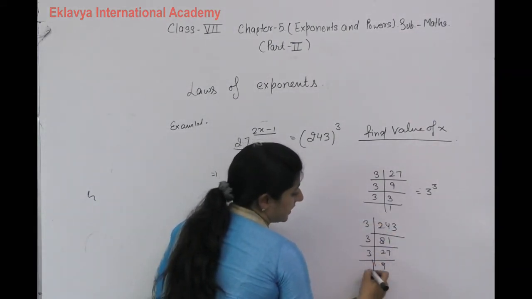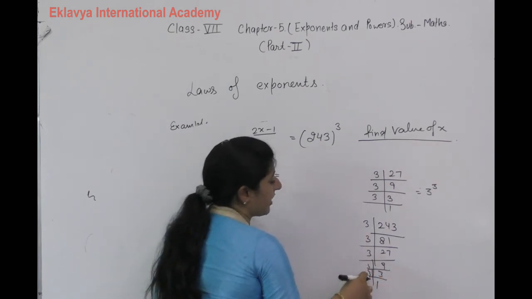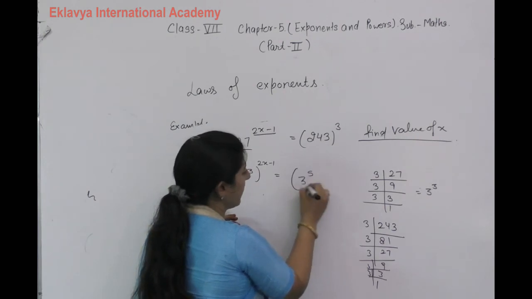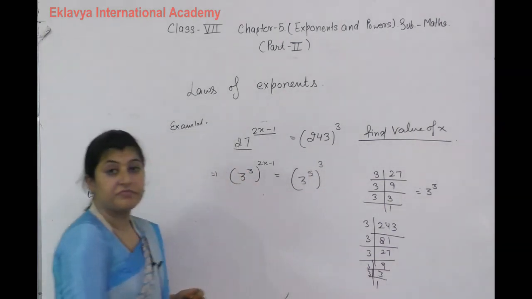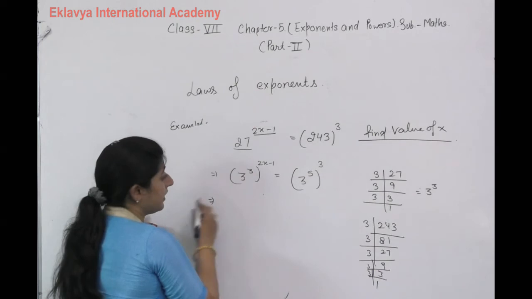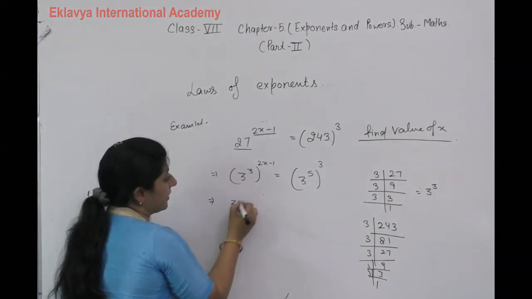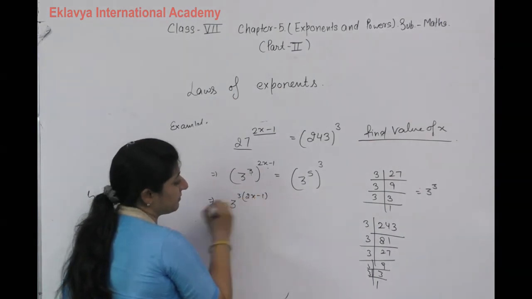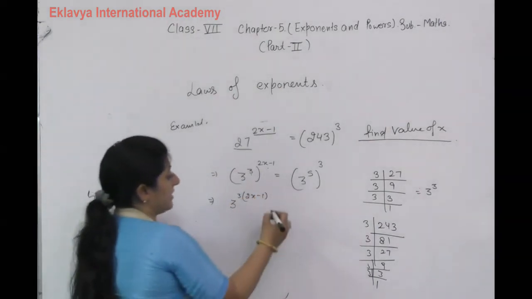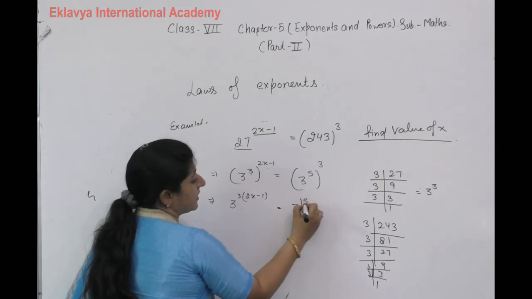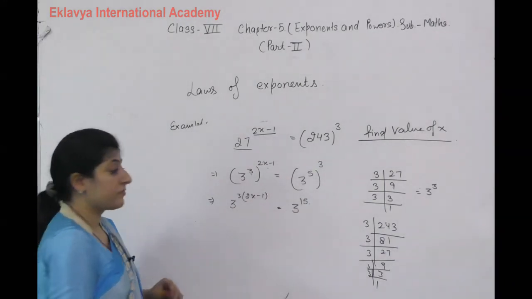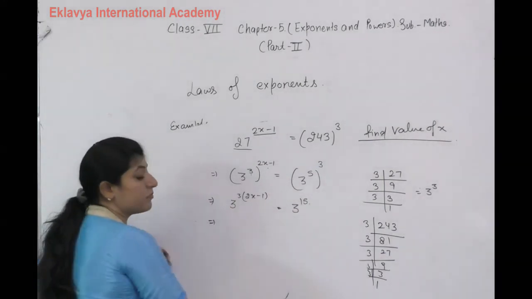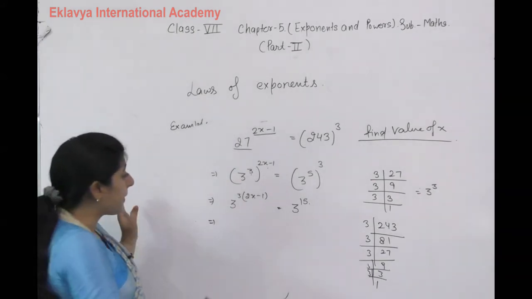243 is 3 power 5, and the whole power 3. See here, 3 power, power, we multiply, is equal to 3 power 5 times 3, which is 15. The base is the same on both sides, so we can compare the powers.